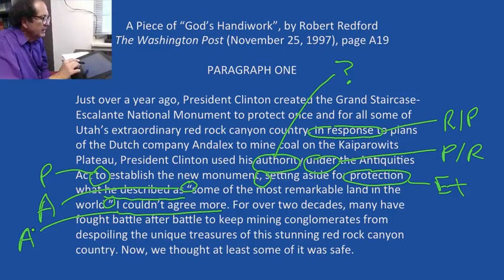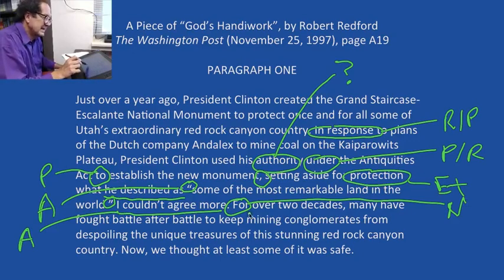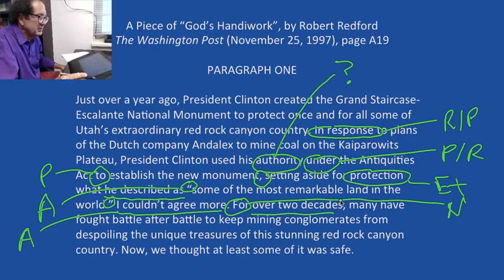All right. Next, for over 2 decades. The word for is sometimes an argument marker. Is it an argument marker here? No. How can you tell that? Try substituting an argument marker. You can't say, because over 2 decades many have fought battle over battle. It's not because, it's just saying during that period. The term for and the words after it, over 2 decades, are simply being used to indicate time, not to indicate any kind of reason in this case, so it should be marked as nothing.